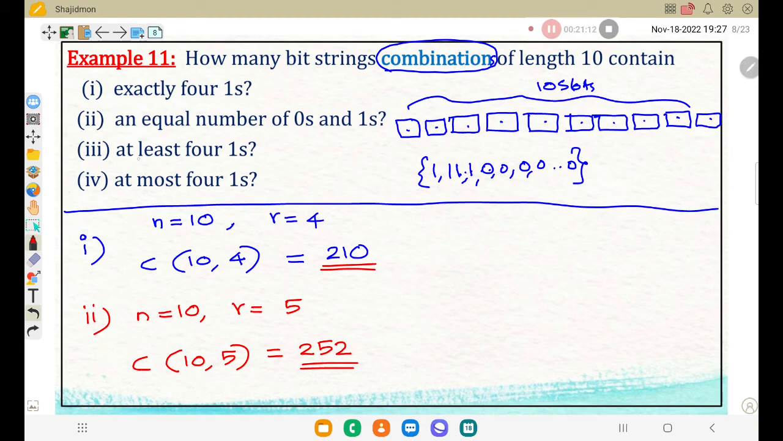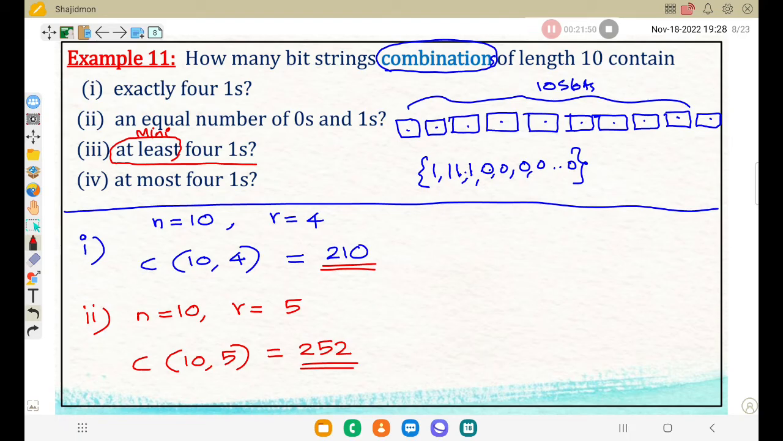Now what is the third part of the question? At least 4 ones should be there. Out of the 10 length, at least 4 slots should be 1. At least means what? Minimum. Okay, minimum 3 slots will be 1. So what are the options? Out of 10 slots, minimum 3 slots should be 1. We can take combination of 10 3, or combination of 10 4, 10 5, 10 6, 10 7, 10 8, 10 9, 10 10, correct?